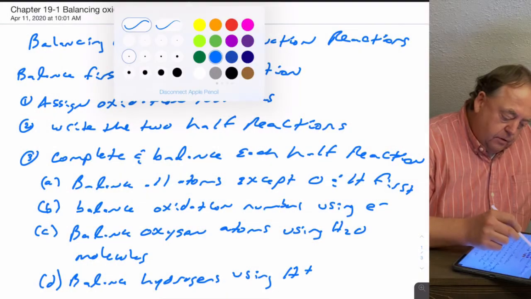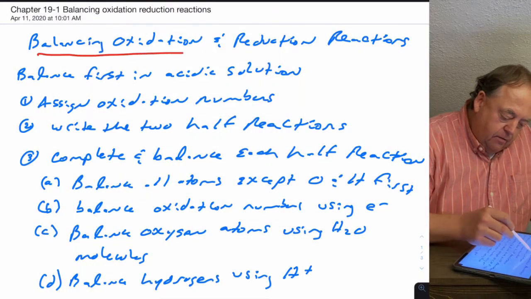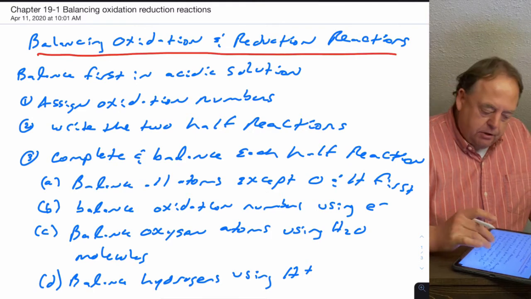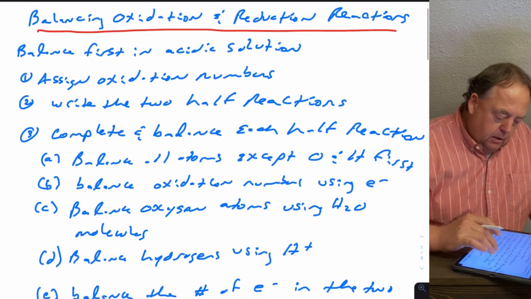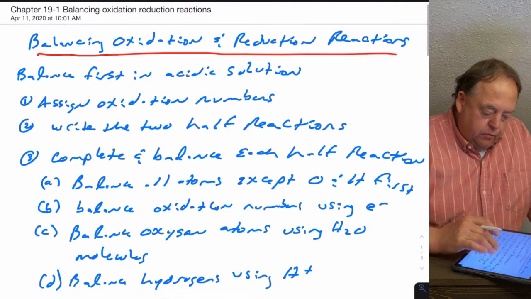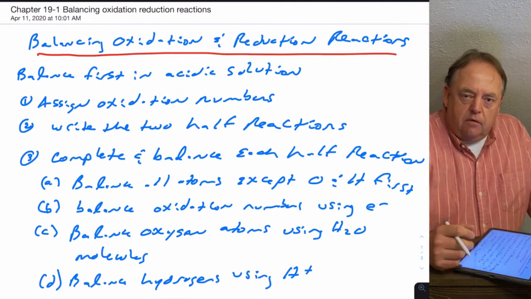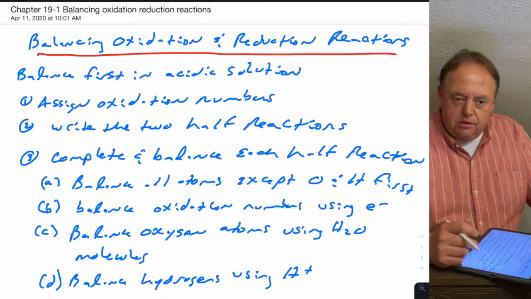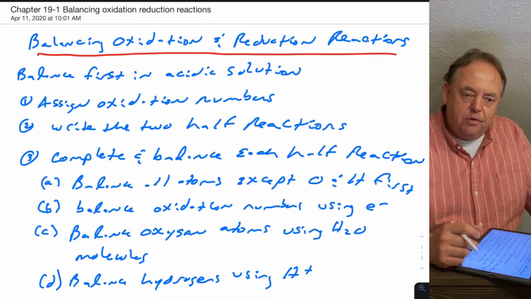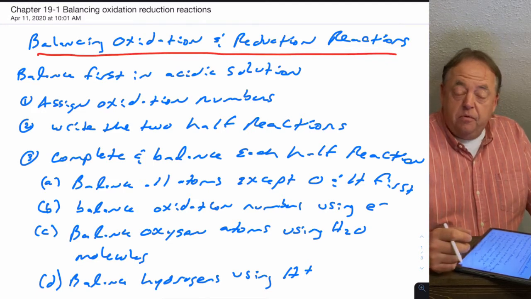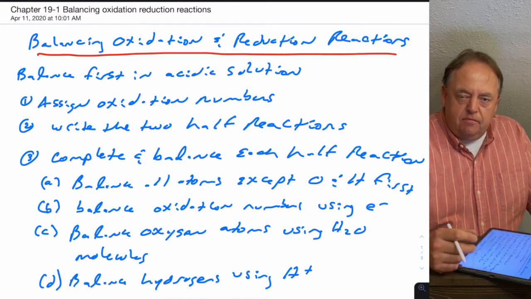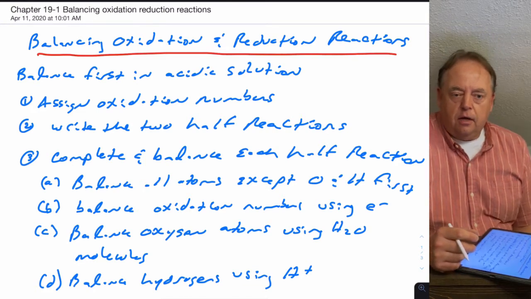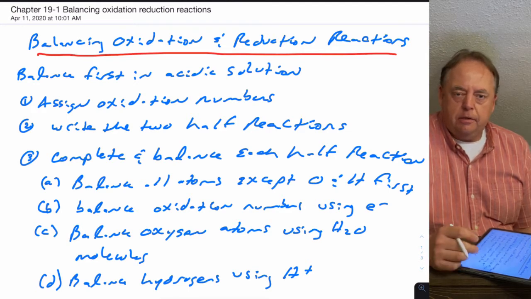This is the first lecture out of chapter 19, so balancing oxidation and reduction reactions. Oxidation reduction reactions and oxidation numbers were covered in General Chemistry 1. So if you don't remember that material, then I recommend that you go back and review it first. I do have some lectures posted over the General Chemistry 1 oxidation reduction material, so I recommend that you go ahead and watch those videos first.